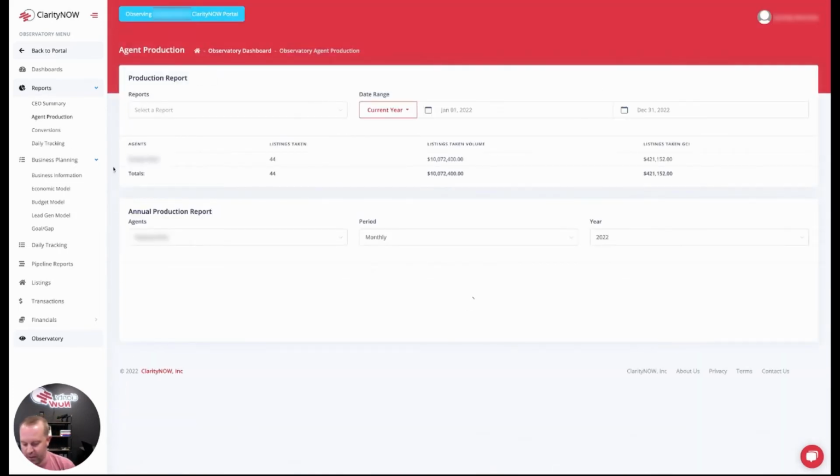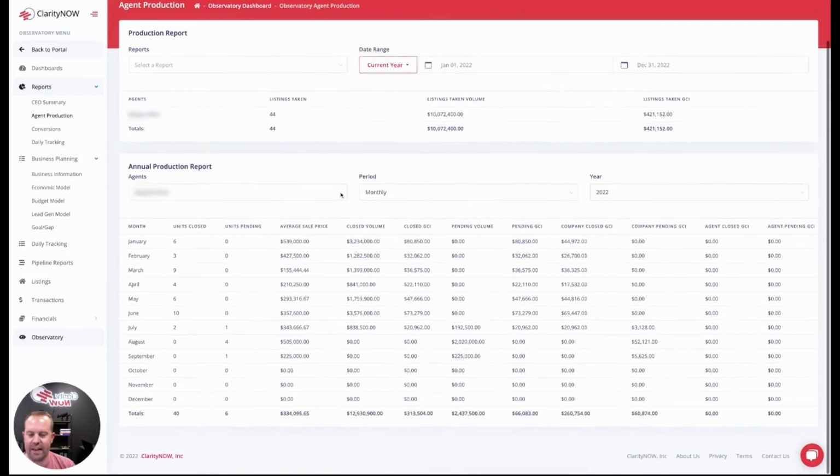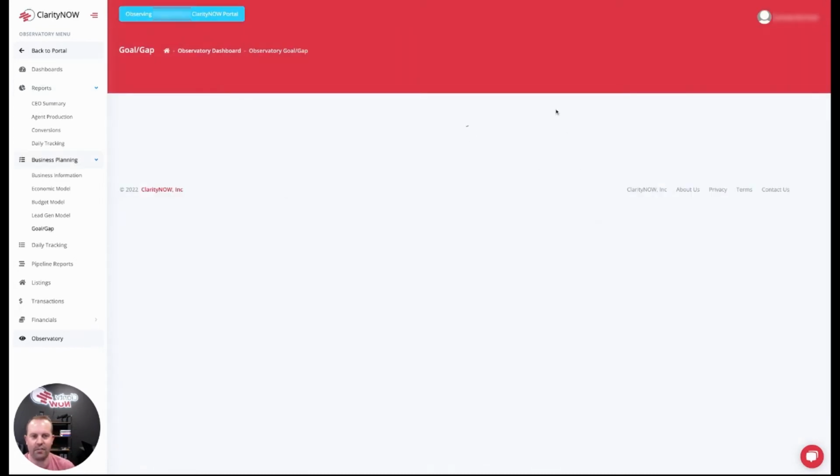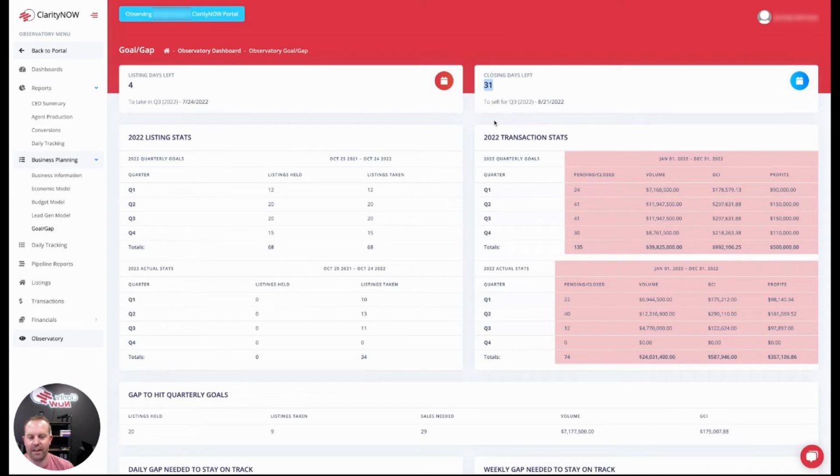Rainmaker signed up for 82 transactions. This is the Rainmaker account here. They're at 40 closed, 6 pending. So they're 46 through July. They have 36 left to go. And for the whole year, it looks like they have 31 days left for this month plus 90 days. They have 120 days to sell another 46 homes. For this Rainmaker, they're probably going to come really close to hitting their personal production goal.